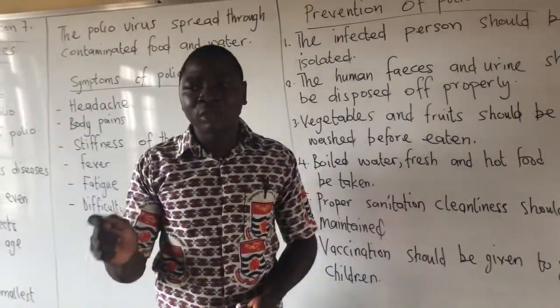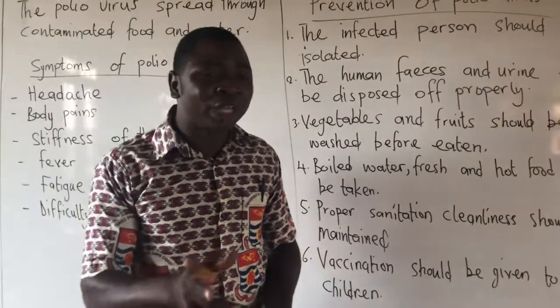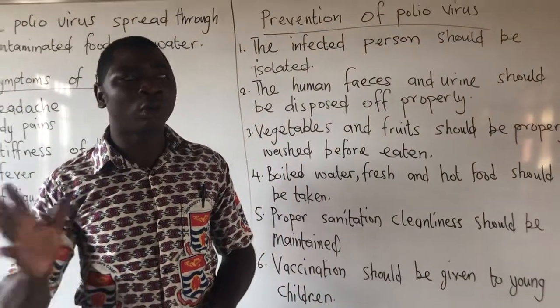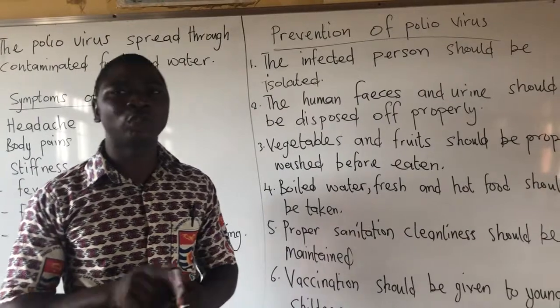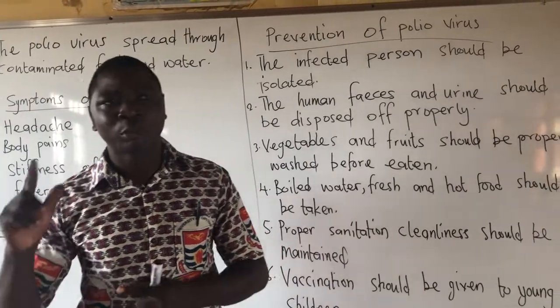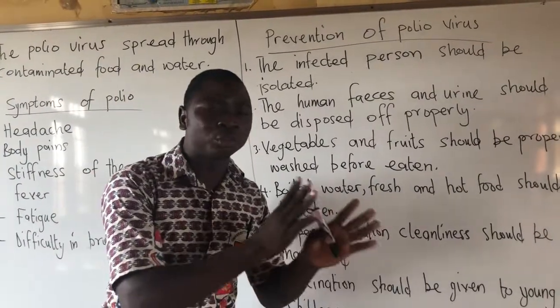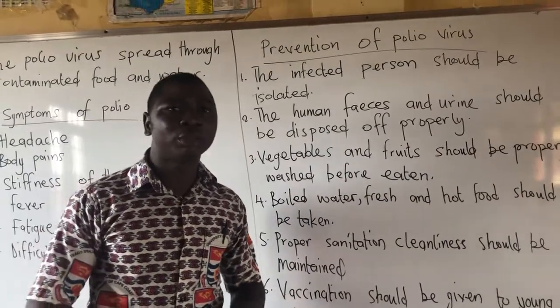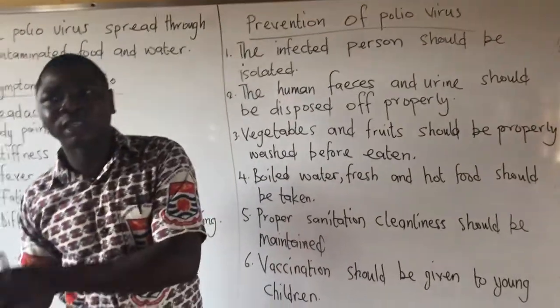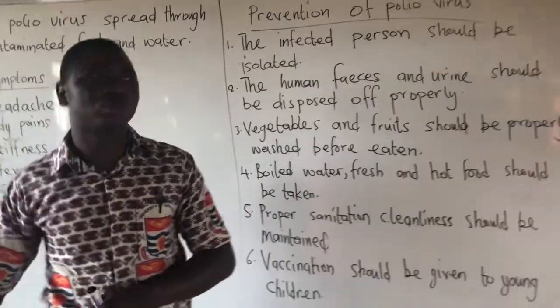So if you are disposing of the infected person's urine or feces, you have to make sure that you dispose of it properly. You send it to the proper place and dispose of it. Don't just pour the urine anywhere, but make sure that you send it to the water closet and pour it inside so that you can flush it and it goes.